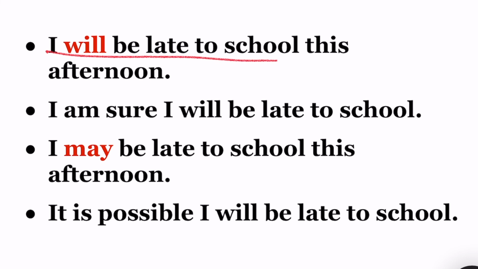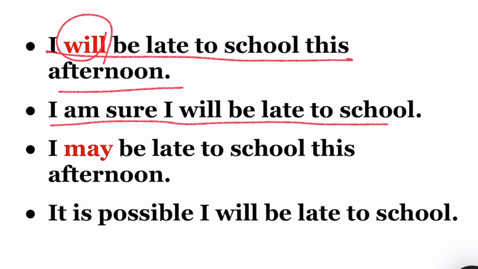I will be late to school this afternoon. You are sure that you are going to be late to school this afternoon. So you have used will as a modal verb. Here will expresses certainty. I am sure I'll be late to school.